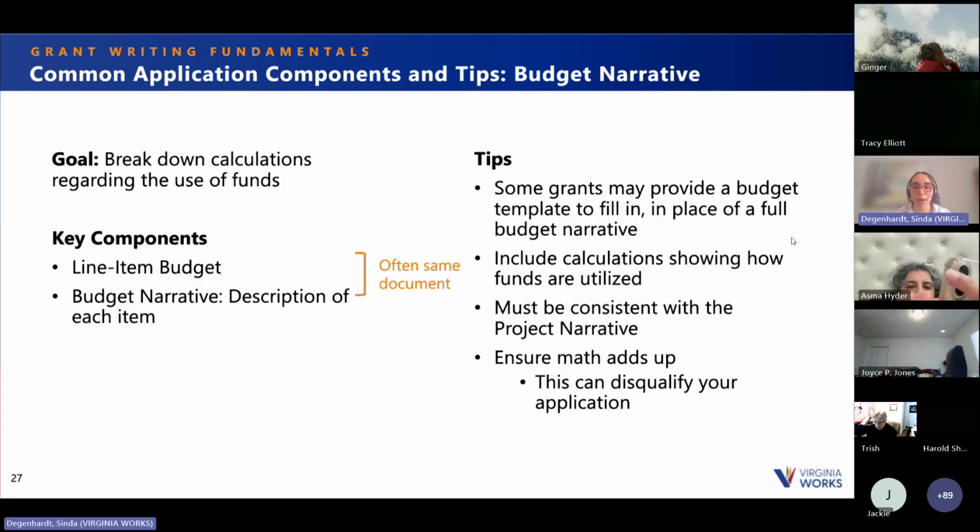Make sure that you include calculations showing how your funds are utilized. And please make sure that your budget narrative is consistent with your project narrative. Whatever components of the project that you describe spending funds on in your project narrative, make sure it's reflected in the budget narrative. If these two don't match, your application could be disqualified. Also, make sure that in your budget narrative your math adds up. This can disqualify your application as well. The last thing you want is to accidentally have a miscalculation and then have your application disqualified because of a simple miscalculation. So quadruple check your math before you submit your budget narrative.